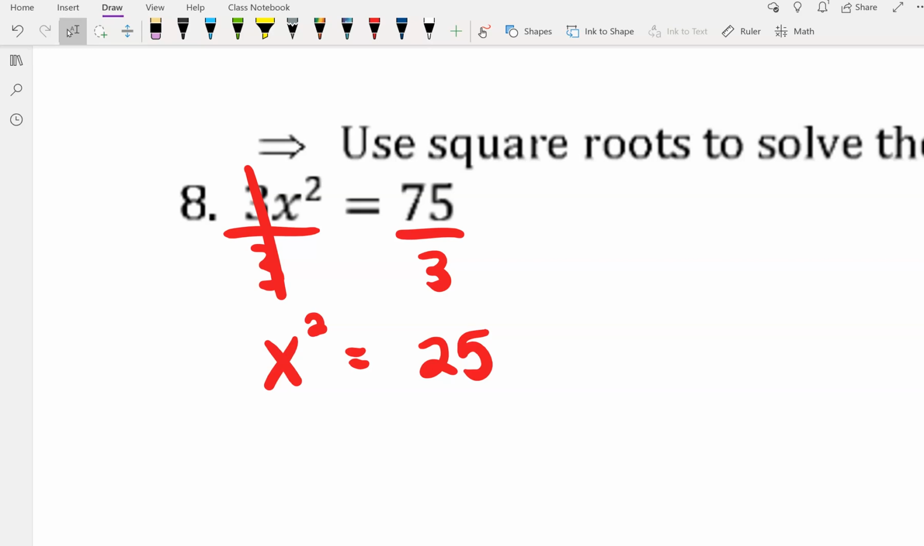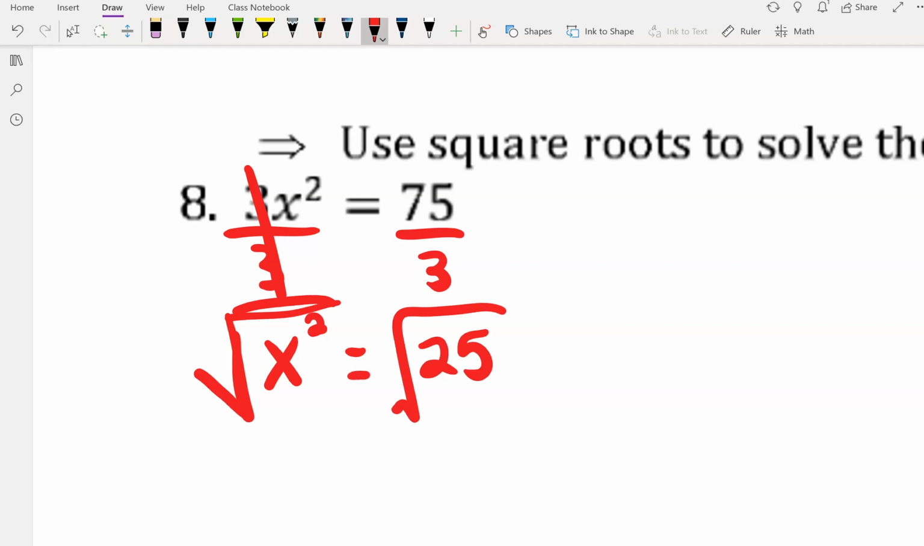Last step to get x by itself is I have to do the opposite of squaring. The opposite of squaring is square rooting. Whoops. Square rooting. And my pen's glitching out a little bit. Whenever I square root, I need to put a plus or minus in front.